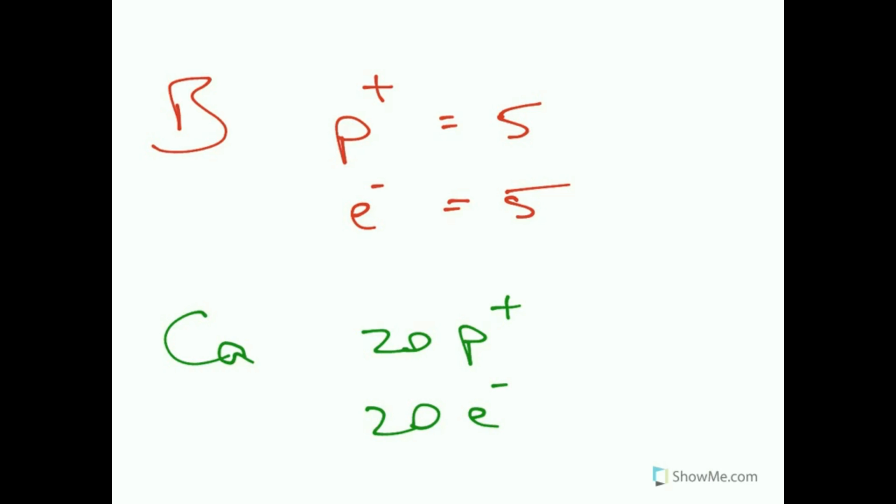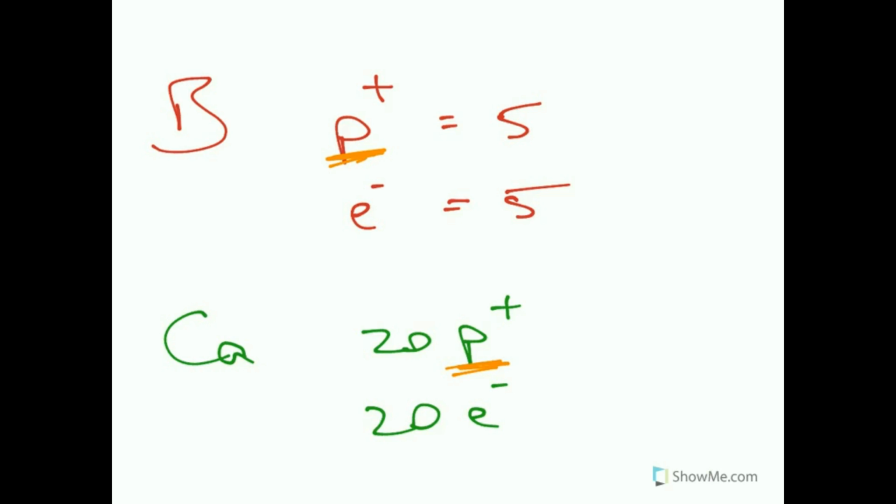But remember, the atomic number by definition is the number of protons. So if you're asked to define the atomic number, don't say it's the number of electrons. It is the number of protons, which will happen to be the same as the number of electrons, but it's not defined with the electrons.